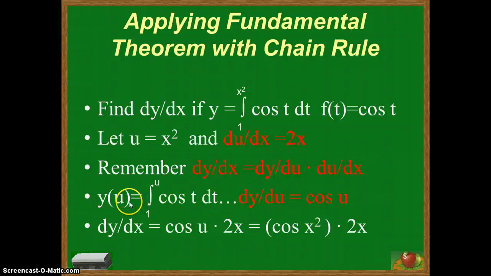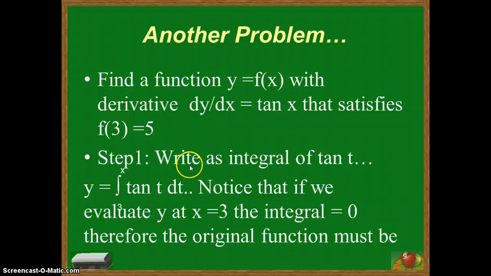y of u in this case would be the integral from 1 to u of the cosine of t dt, and dy/du by the fundamental theorem of calculus would be the cosine of u. So dy/dx equals dy/du, which is the cosine of u, times du/dx, which is 2x. Back substitute what u is, and you get the cosine of x squared times 2x. Not too bad. Here's another problem.